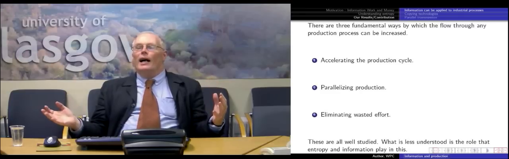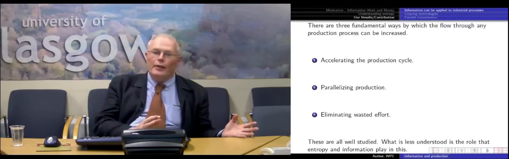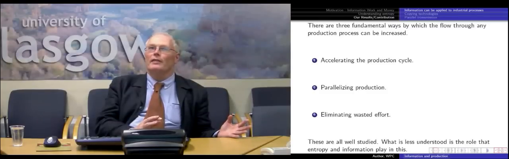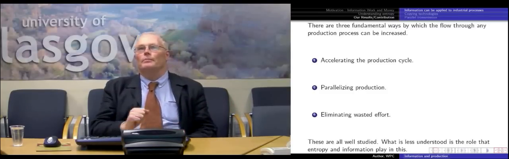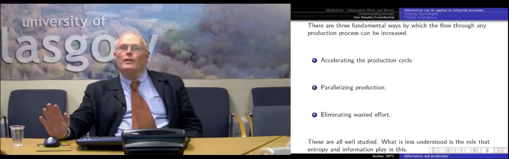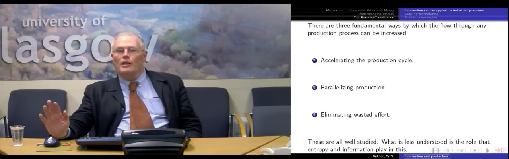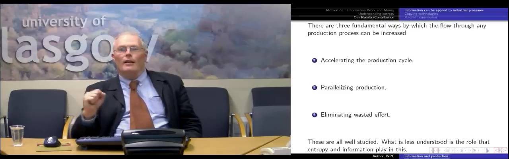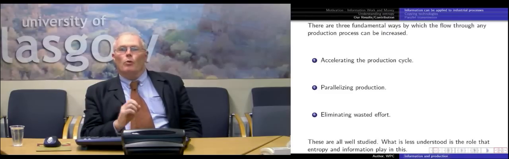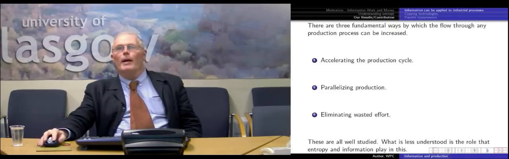Now, I'm going to move on from value to look at Babbage's concepts of the labour process and how productivity can be increased. And there are three fundamental ways by which this can be done. One of them is by accelerating the production cycle. The second is by parallelizing production. And the third is by eliminating wasted effort. This is clear if you read Babbage and Marx. What's less well understood is the way that entropy and information play in all this.